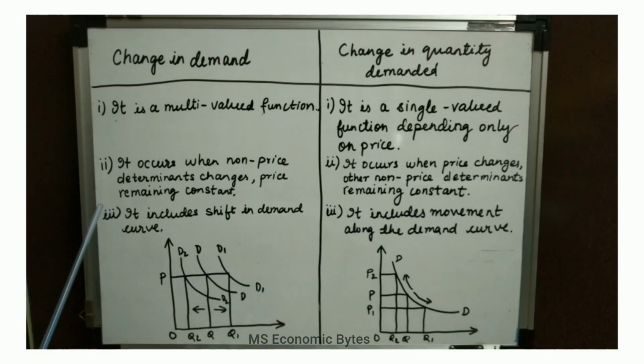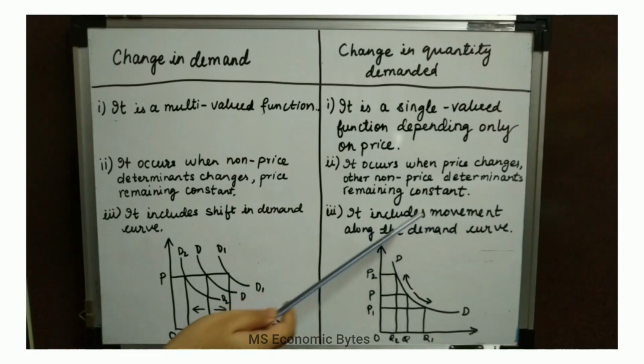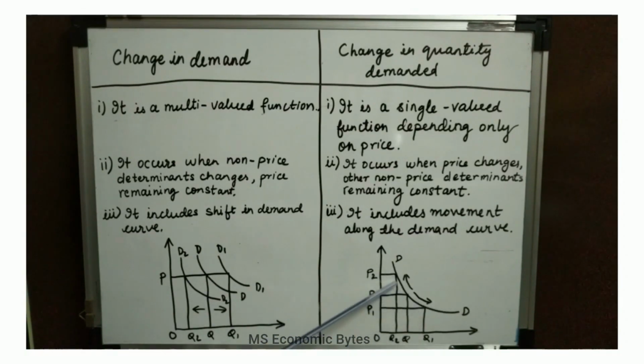Then, in case of change in demand, it includes shift in demand curve. Demand curve shifts to the right or the left. And in case of change in quantity demanded, it includes movement along the demand curve. As price changes, the movement along the demand curve takes place.